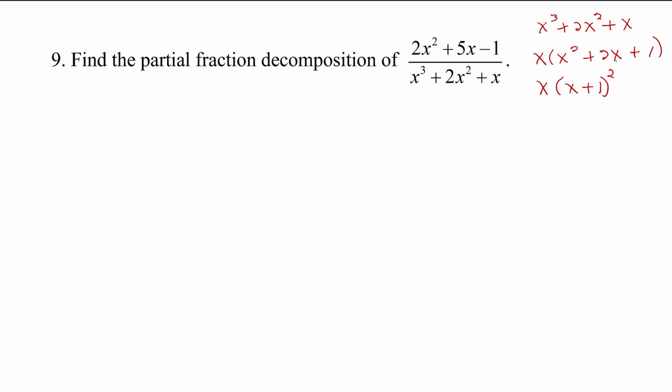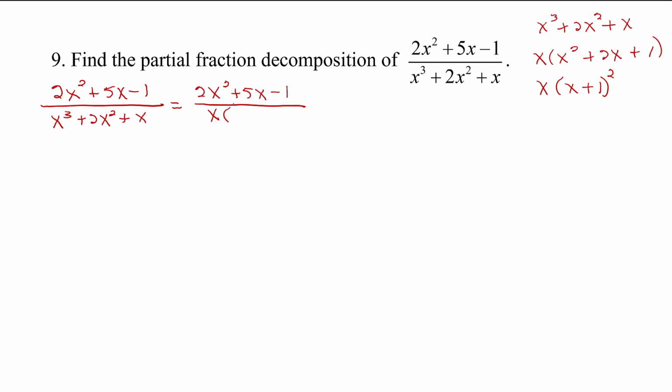Okay, so what we can do then is we can take our system of equations. What am I talking about? We have one equation here, not a system. Actually, we don't even have an equation. We have a rational expression. So we can take our rational expression. Sorry, it's been a long day, but we can take this rational expression, 2x squared plus 5x minus 1 over x cubed plus 2x squared plus x, and we can write this rational expression as 2x squared plus 5x minus 1 over x times x plus 1 squared.